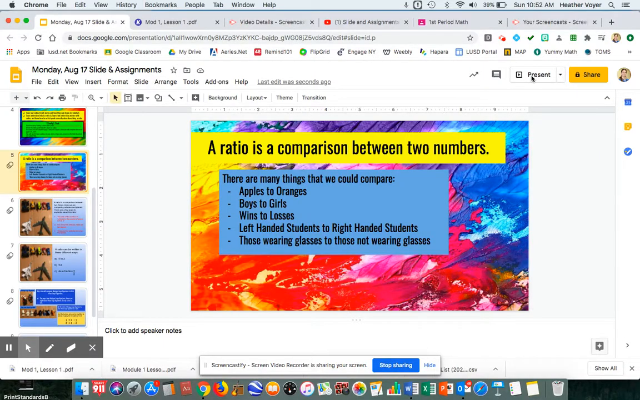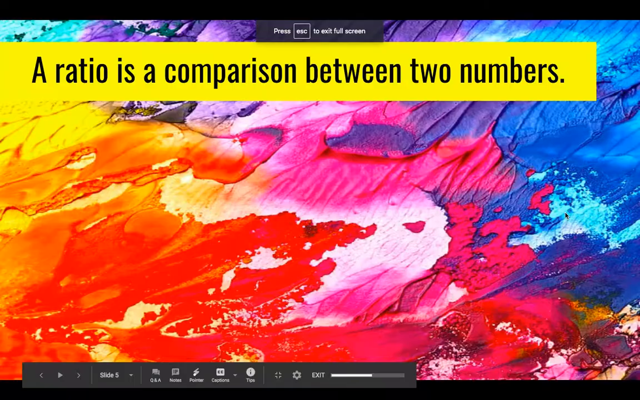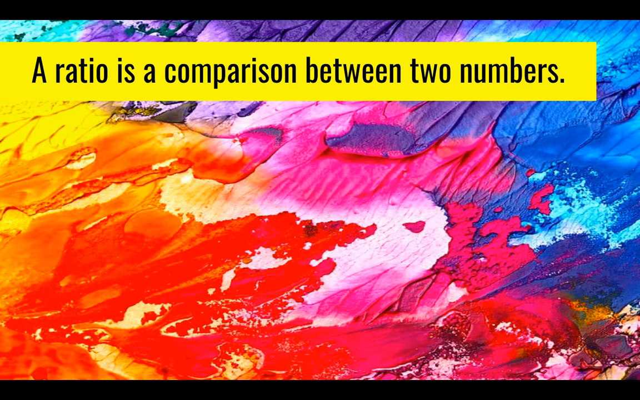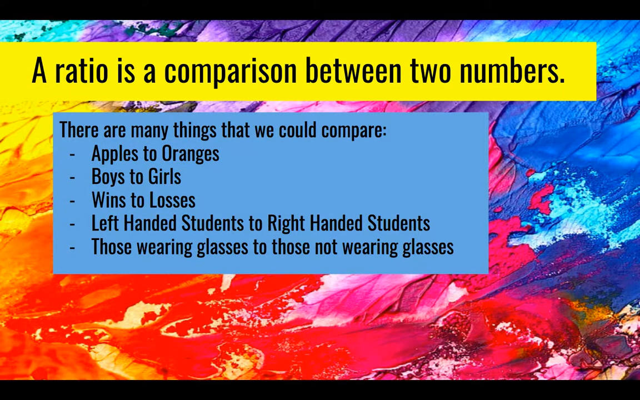All right, guys, let's talk about what is a ratio, as that is our first part of Module 1 today. So a ratio is a comparison between two numbers. Here's some examples of things that we could possibly compare. So we could compare the number of apples to the number of oranges. You could compare the number of boys in a class to the number of girls in a class.